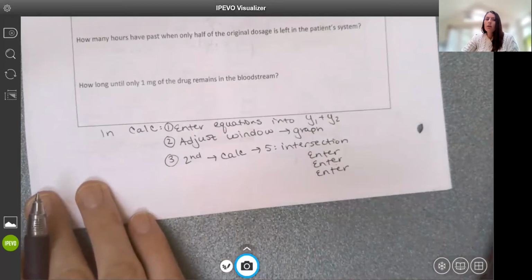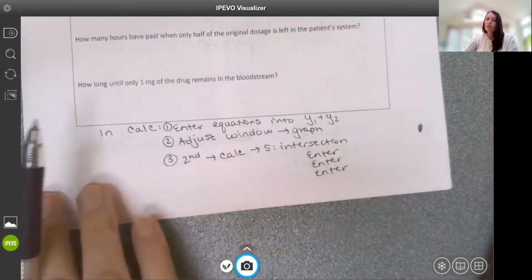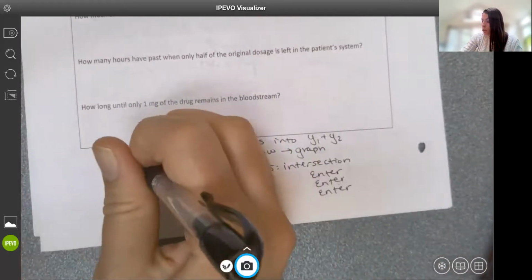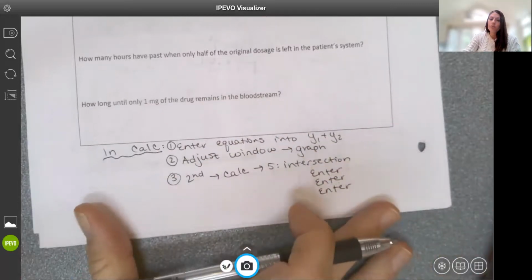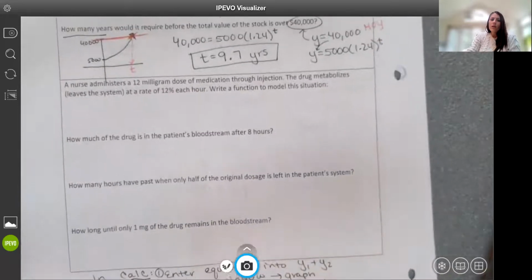So let's look at another problem where we'll try this again together and you'll have some more practice of this on your own. So this is kind of what we're doing in our calculator. If you need to pause that to write that down, go ahead and do that. So let's look at another example.